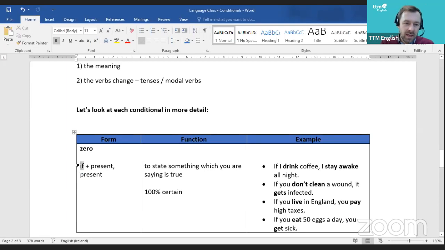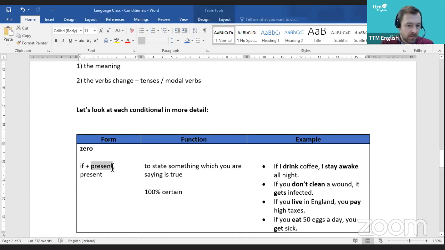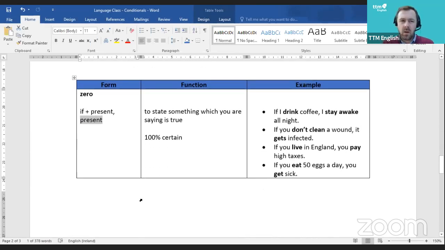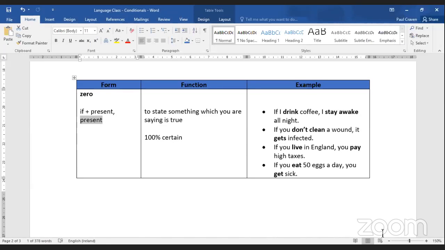Okay, so we use if plus the present, and in the second part of the sentence, we use the present again. So what do I mean? So if I ask, let me ask Sonia. Hi, Sonia, can you hear me? Yes, hi. So what do I mean, Sonia, if I say the first part of the sentence and the second part of the sentence? What do I actually mean by that?